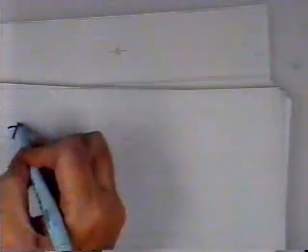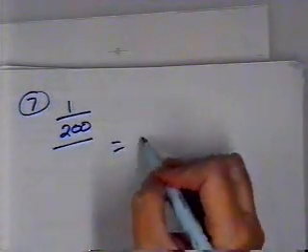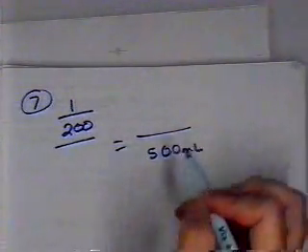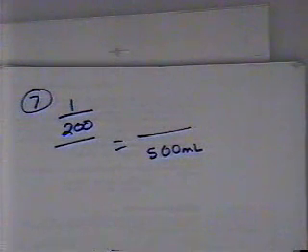Okay. Number 7. Number 7 says to prepare 500 milliliters of a 1 to 200. So I want to make a 1 to 200. I want to make 500 milliliters. But it says from a 2% solution.